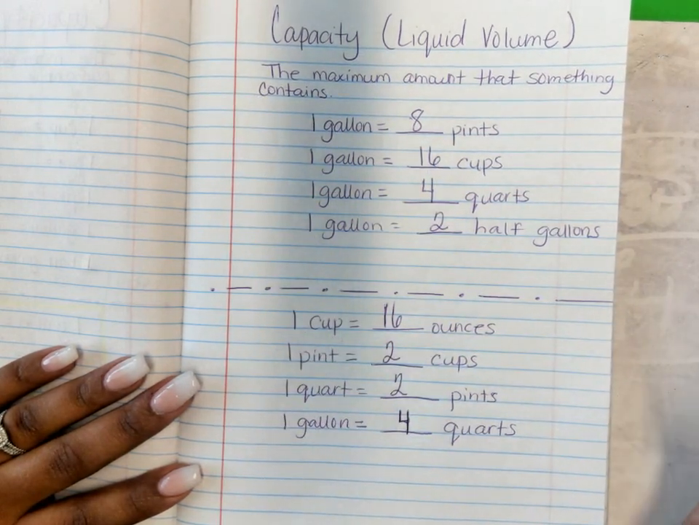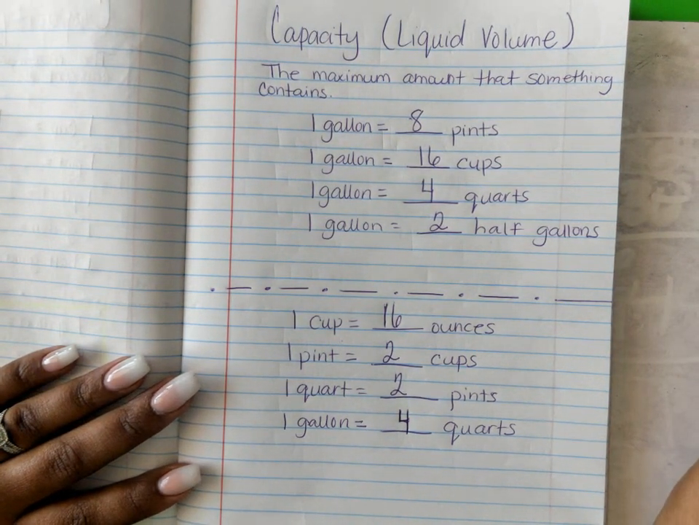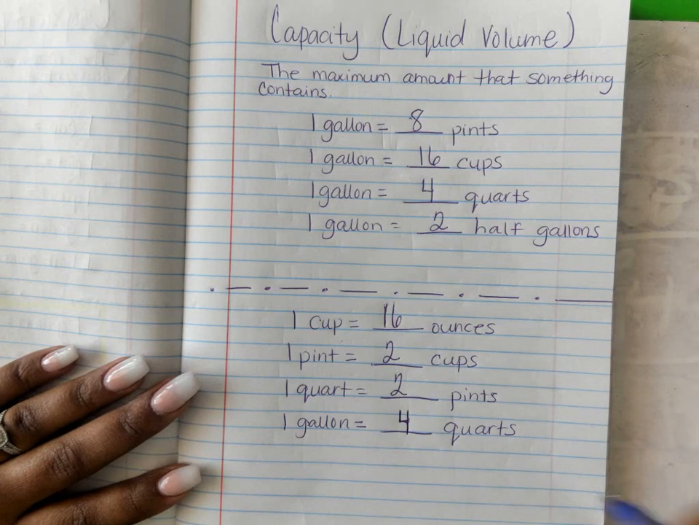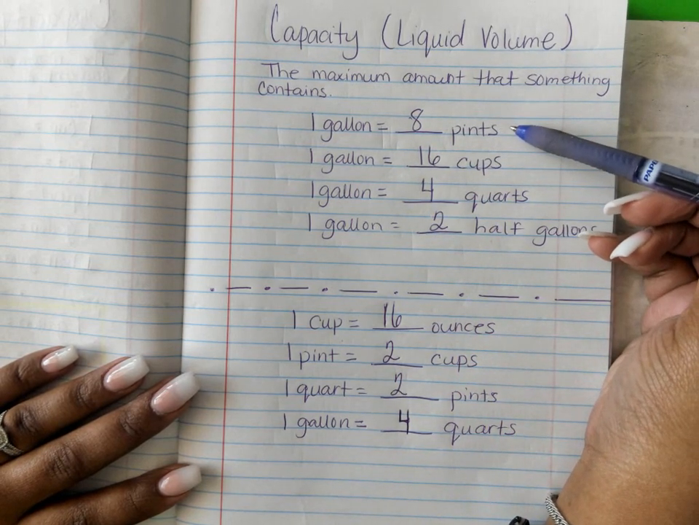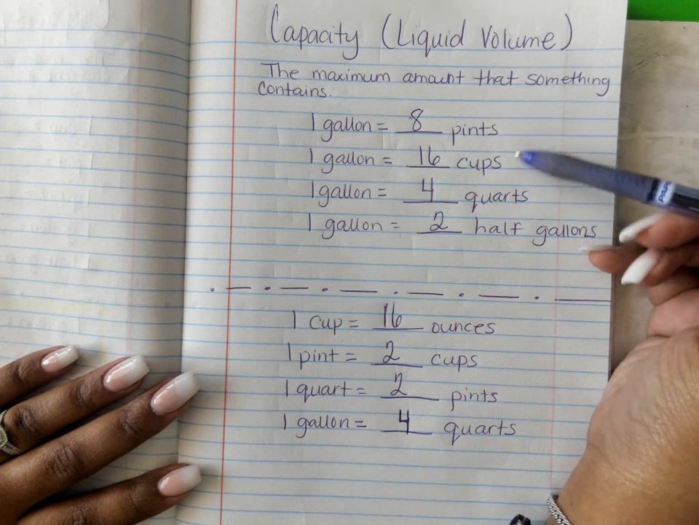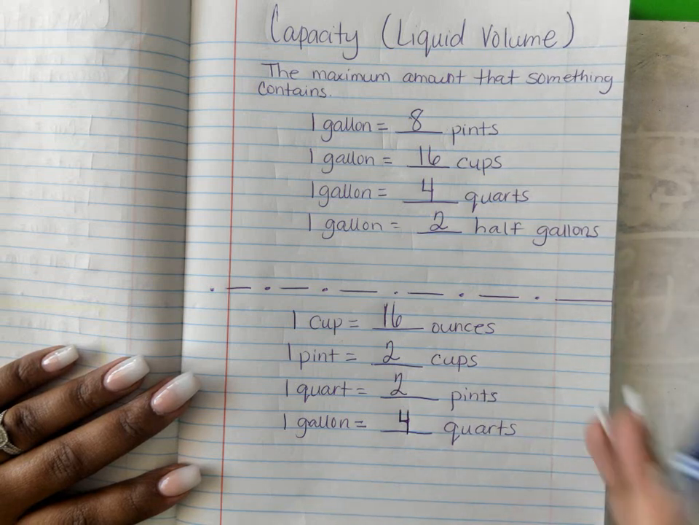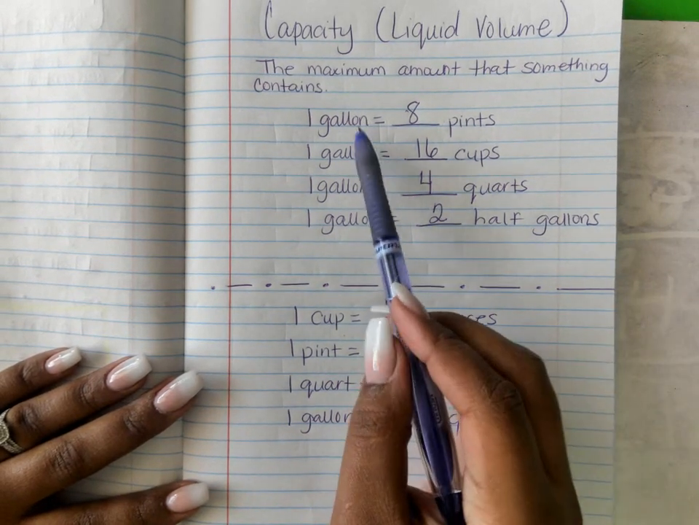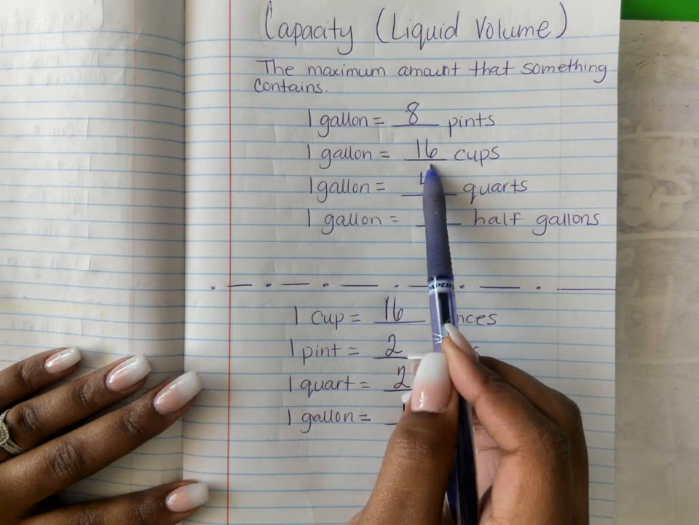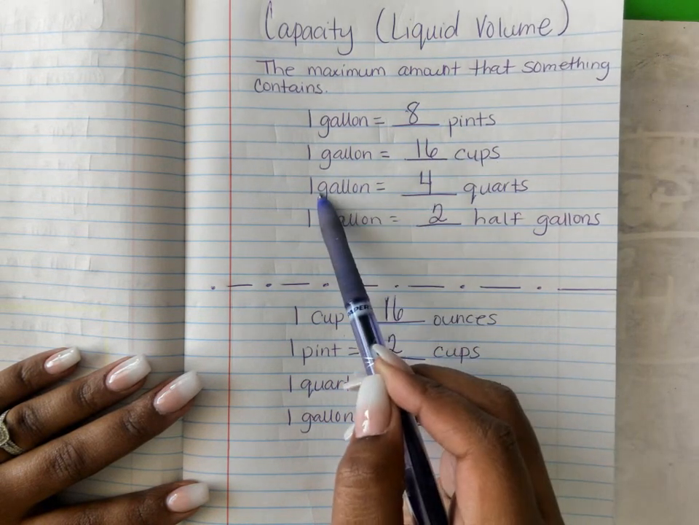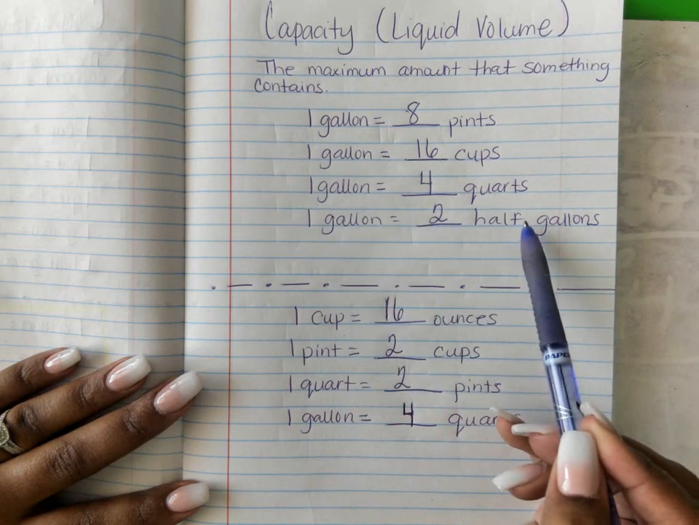So we discovered in class today the amount of water that 1 gallon holds, in reference to our other units, which were the containers that you bought in: pints, cups, quarts, and even some of you bought in a half gallon. So we discovered that 1 gallon is the same as 8 pints, 1 gallon is the same as 16 cups, 1 gallon is the same as 4 quarts, 1 gallon is the same as 2 half gallons.